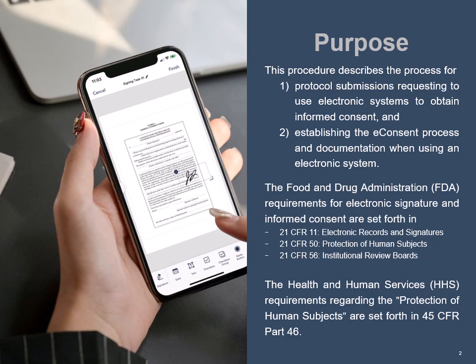The requirements for electronic signature and informed consent are set forth in FDA Regulations 21 CFR Parts 11, 50, and 56. For Health and Human Services, the protection of human subjects are set forth in 45 CFR Part 46.